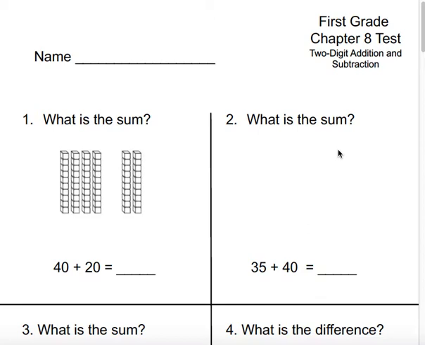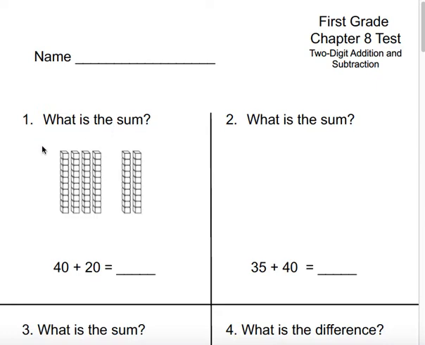Hey first graders, let's take our chapter 8 test and we're going to be doing some two-digit addition and subtraction. So I am going to read you this test out loud and you can either do it on your printed test that you have in front of you, or you can get a piece of paper or something you have, or a notebook you have lying around, and a pencil, and then you can write the problems down with us and then do them along with us. So let's do number 1 first.